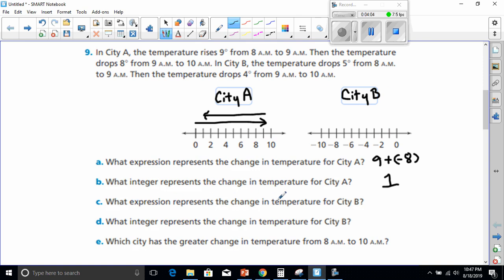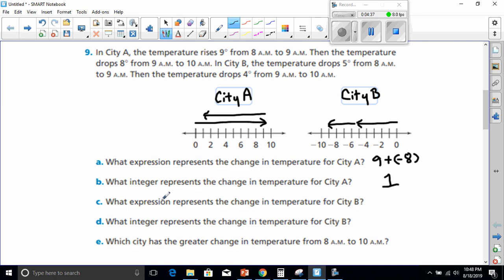What expression represents the change in temperature for City B? Well, in City B, the temperature drops 5 degrees. So we're going backwards 5 degrees. That's 1, 2, 3, 4, 5, from 8 a.m. to 9 a.m. Then the temperature drops 4 more degrees from 9 a.m. to 10 a.m. So we're going to go another 4 from here. Let's see, 1, 2, 3, 4. That'll place us all the way over here at negative 9.